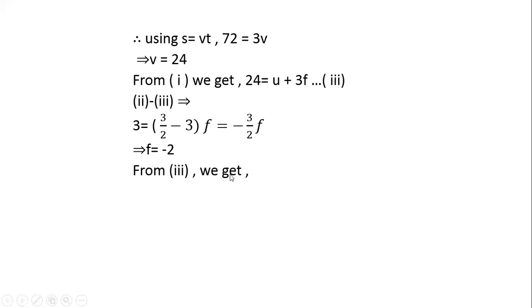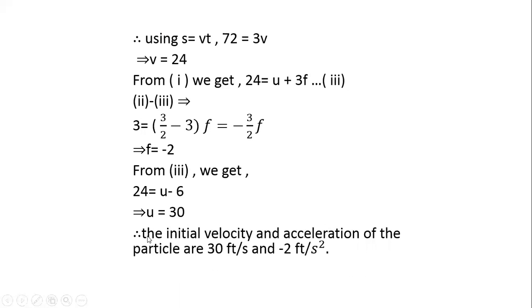From 3, we get 24 equals u minus 6. That means u equals 30, because if we change the side, 24 plus 6 equals 30. So the initial velocity and acceleration of the particle are 30 feet per second and minus 2 feet per second square, which is our required answer.